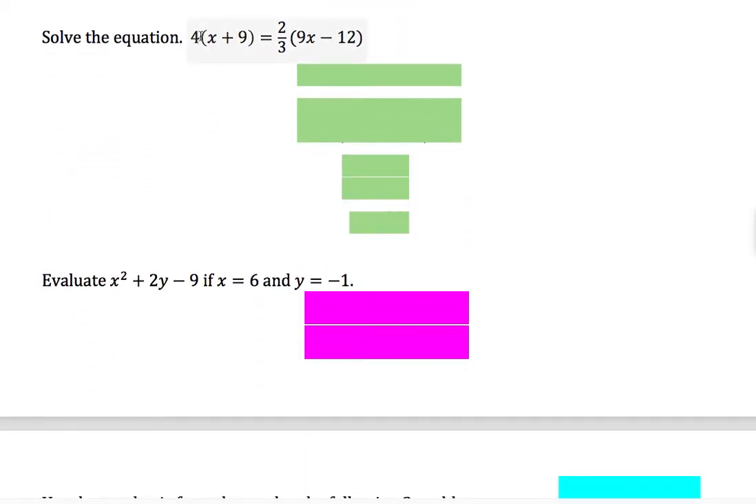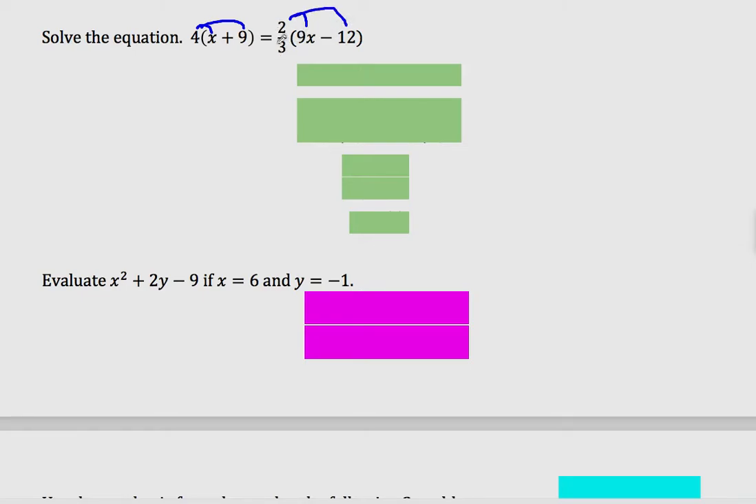Solve this system of equations. This time there are a couple of different options. I think the best thing to do would be to distribute everything as much as you can. So this 4, multiply both terms in the parentheses by 4, so 4 times x and 4 times 9. And then here we need to multiply both terms by the 2/3. Make sure you do that.